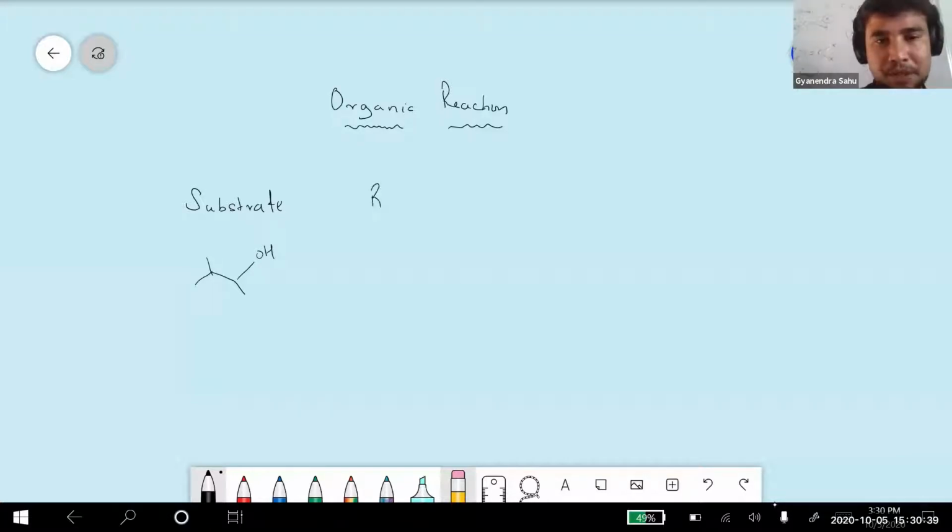Now, to this substrate, there will be something that is acting upon it. That is the reagent. Many times the substrate won't be reactive, and in that condition the reagent is something that attacks the substrate and makes the reaction initiate. So this reagent is something you would be basically focusing on in today's topic.